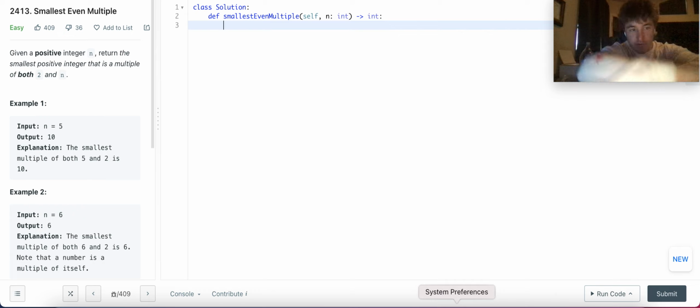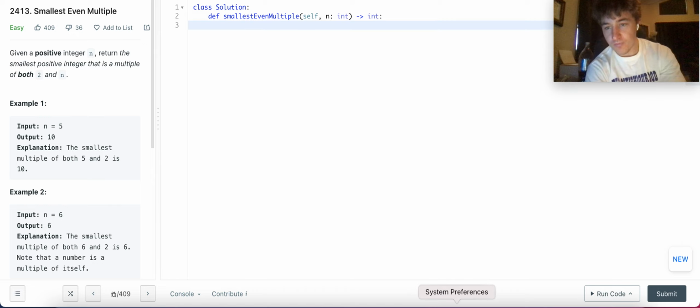So today we're going to solve problem 2413, smallest even multiple. I'm not really feeling up to the task today, so I'm going to approach a pretty simple, easy, intuitive problem.